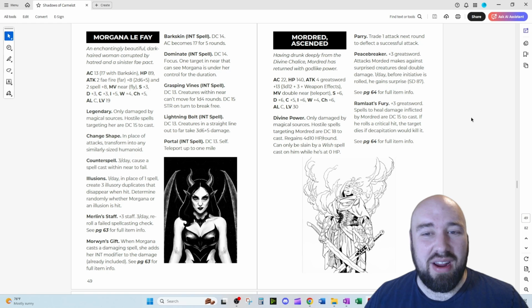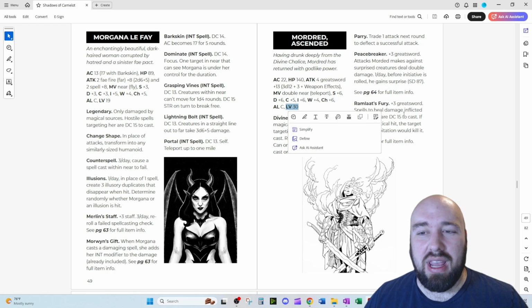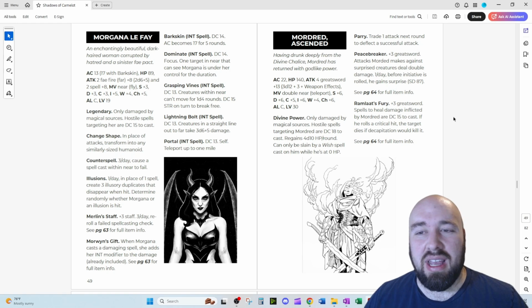Next, we've got a very nasty little spread here that includes both Morgana Le Fay and her currently deceased son, Mordred. Although if she does manage to get a hold of the Divine Chalice, Mordred will return as a level 30 powerhouse of a creature, and he will be extremely difficult to deal with.